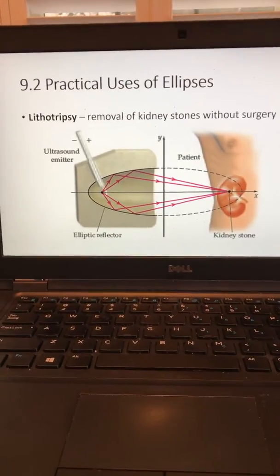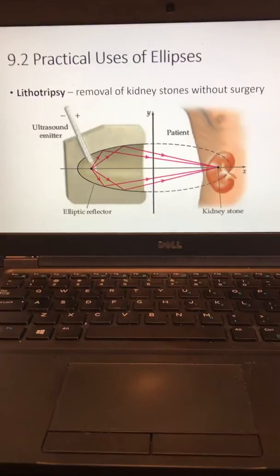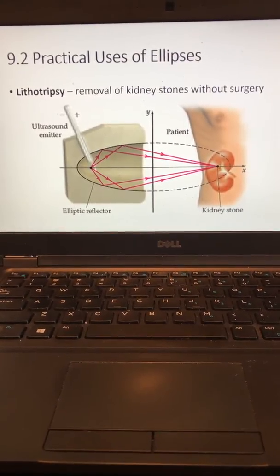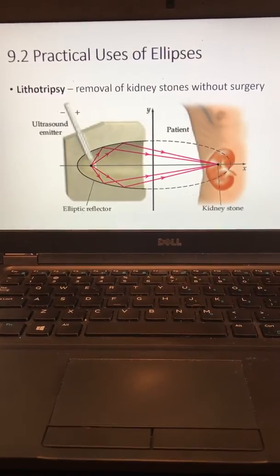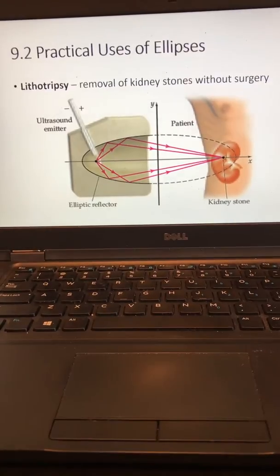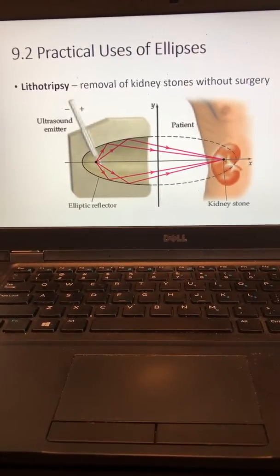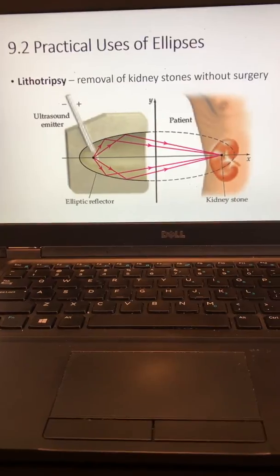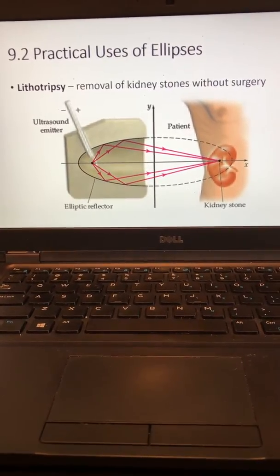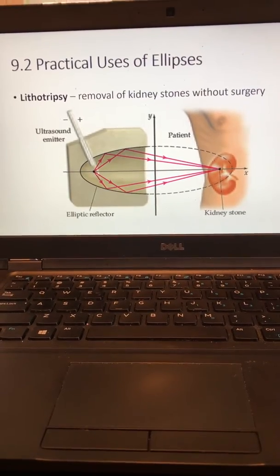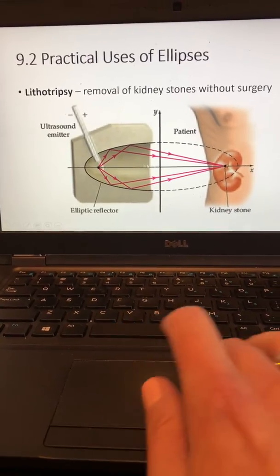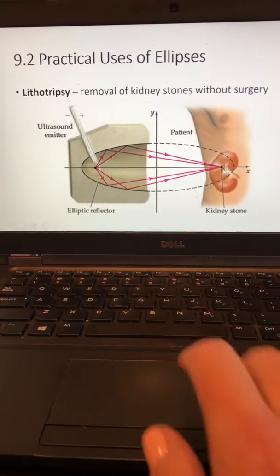Before we continue, and now that you have some understanding of the mathematics of an ellipse, I just want to talk to you briefly about some very practical uses for ellipses that I think you'll find interesting. The first really practical use is a concept called lithotripsy, and it's the removal of kidney stones without surgery using ultrasound waves. And the way that it works, which I think is pretty cool, is you have a kidney stone or a patient with a kidney stone.